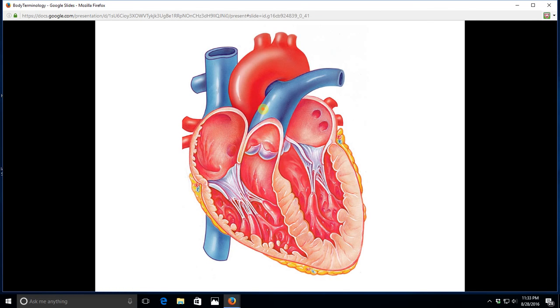Okay, look at this heart. This heart was cut, giving you a front portion and a back portion. We see the back portion here. So what kind of cut was that? Think about that.